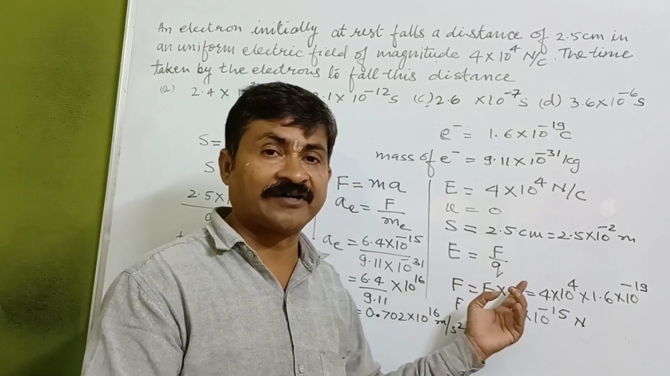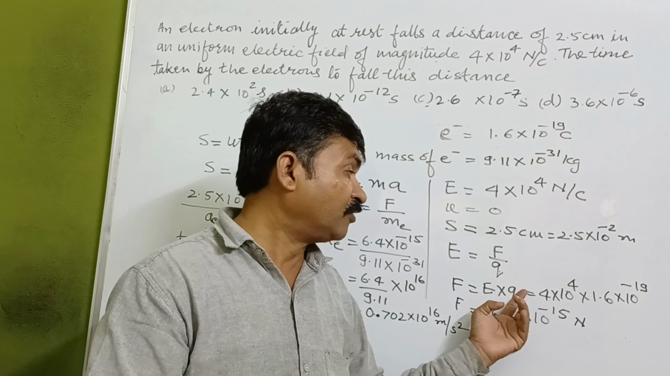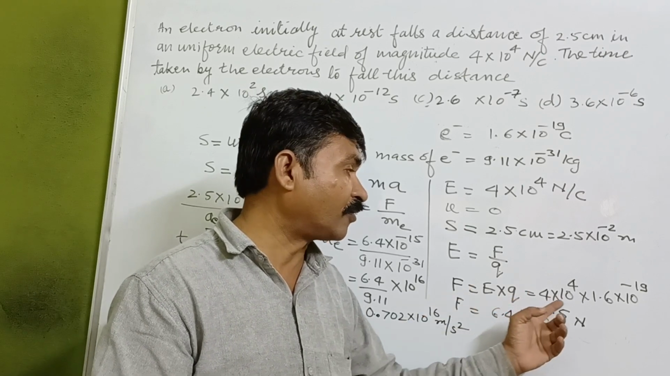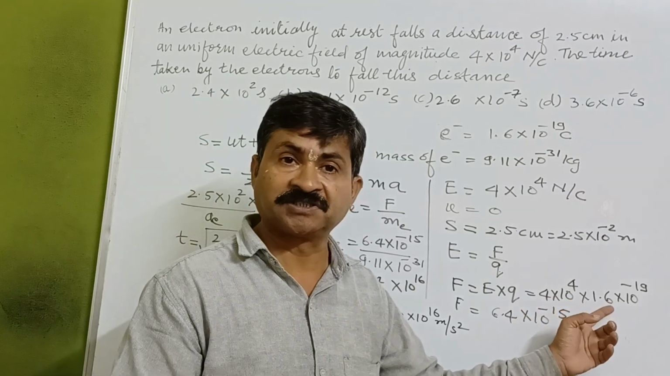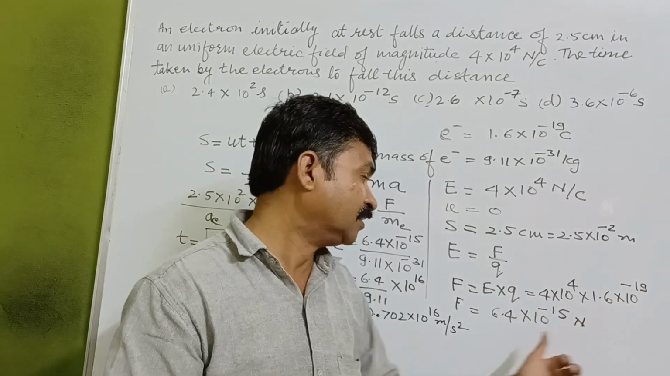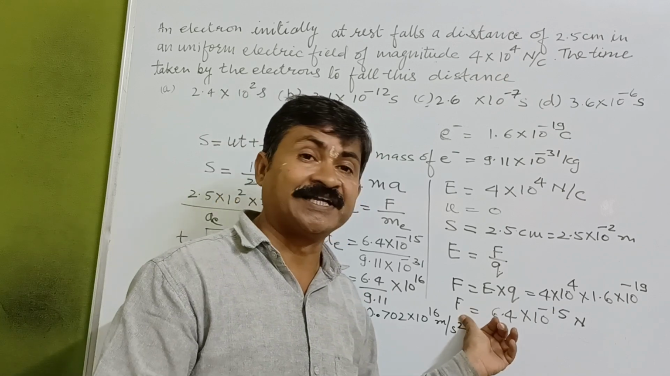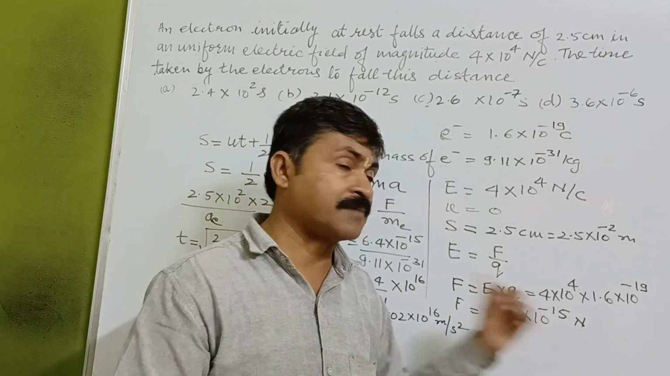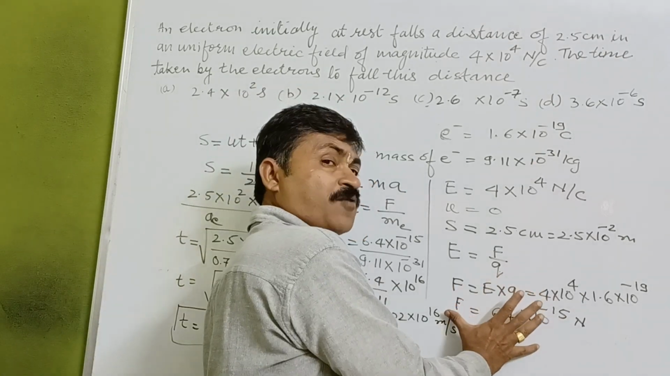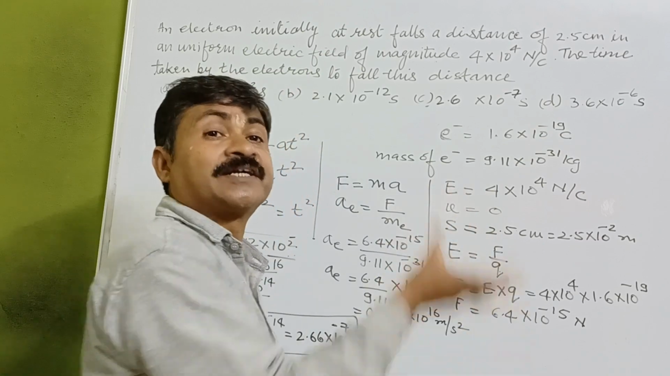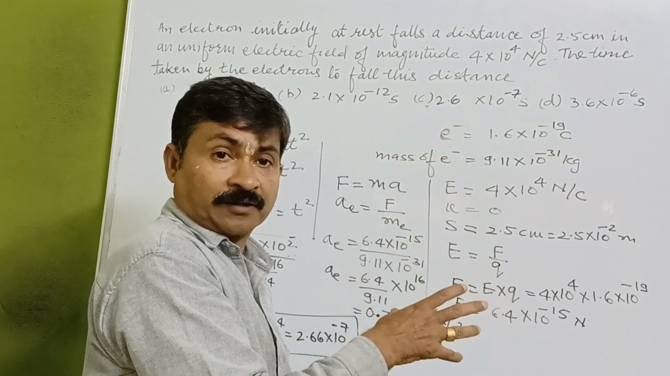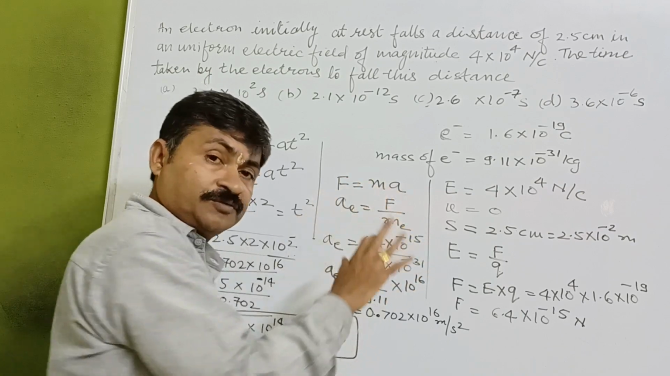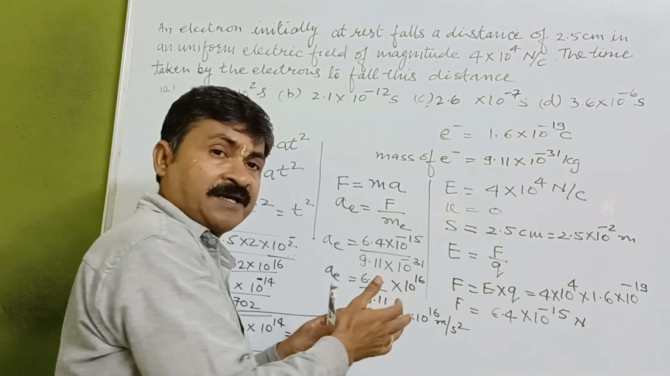Once we have the electric field and the value of charge, we can determine the force. So force is 4 into 10 raised to the power 4 into 1.6 into 10 raised to the power minus 19. Ultimately, the force acting on the electron is 6.4 into 10 raised to the power minus 15 Newton. Once we have this force acting on the electron, the electron will experience acceleration according to Newton's second law of motion. This law is applicable here.